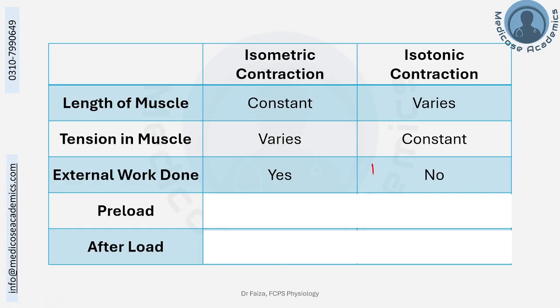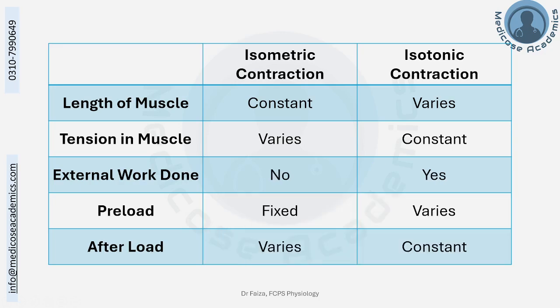How is it zero? Sorry, again this is a typo. Let me fix this again. Okay, so the work done is equal to load into distance. In case of isometric contraction, when the muscle doesn't shorten, there is no change in the length of the muscle. The distance will be equal to 0 and the work performed will be 0. Whereas in case of isotonic contraction, the muscle shortens, the distance is moved and there is work performed.